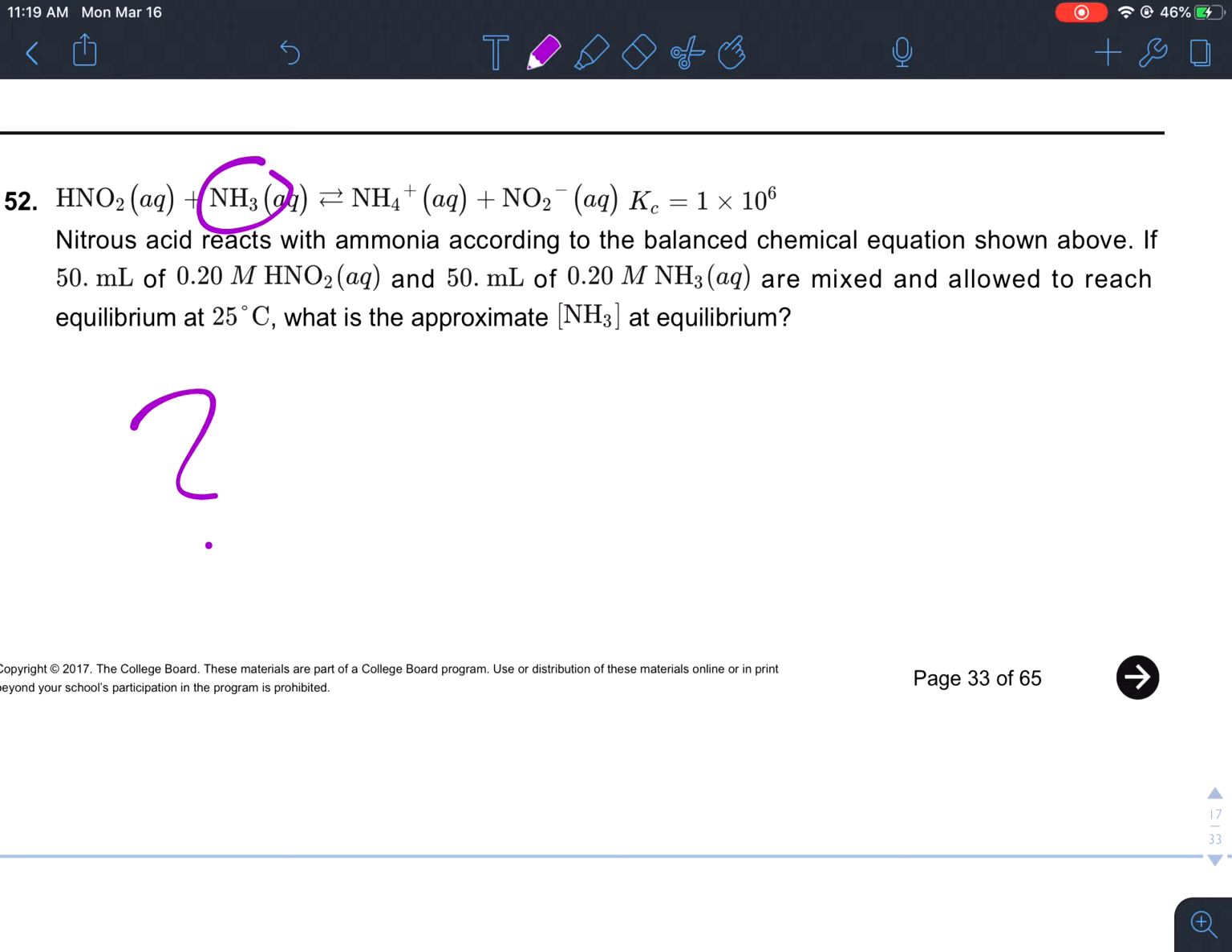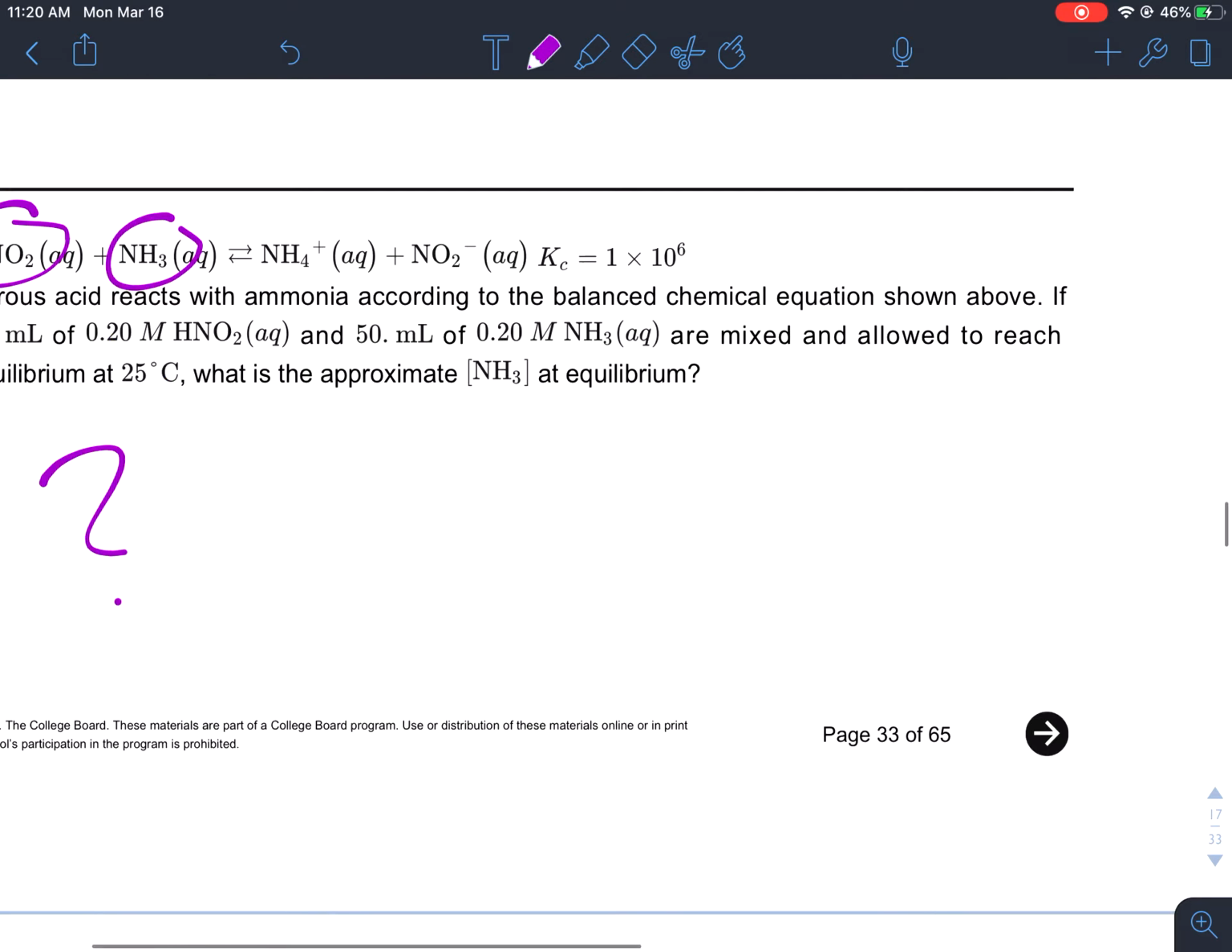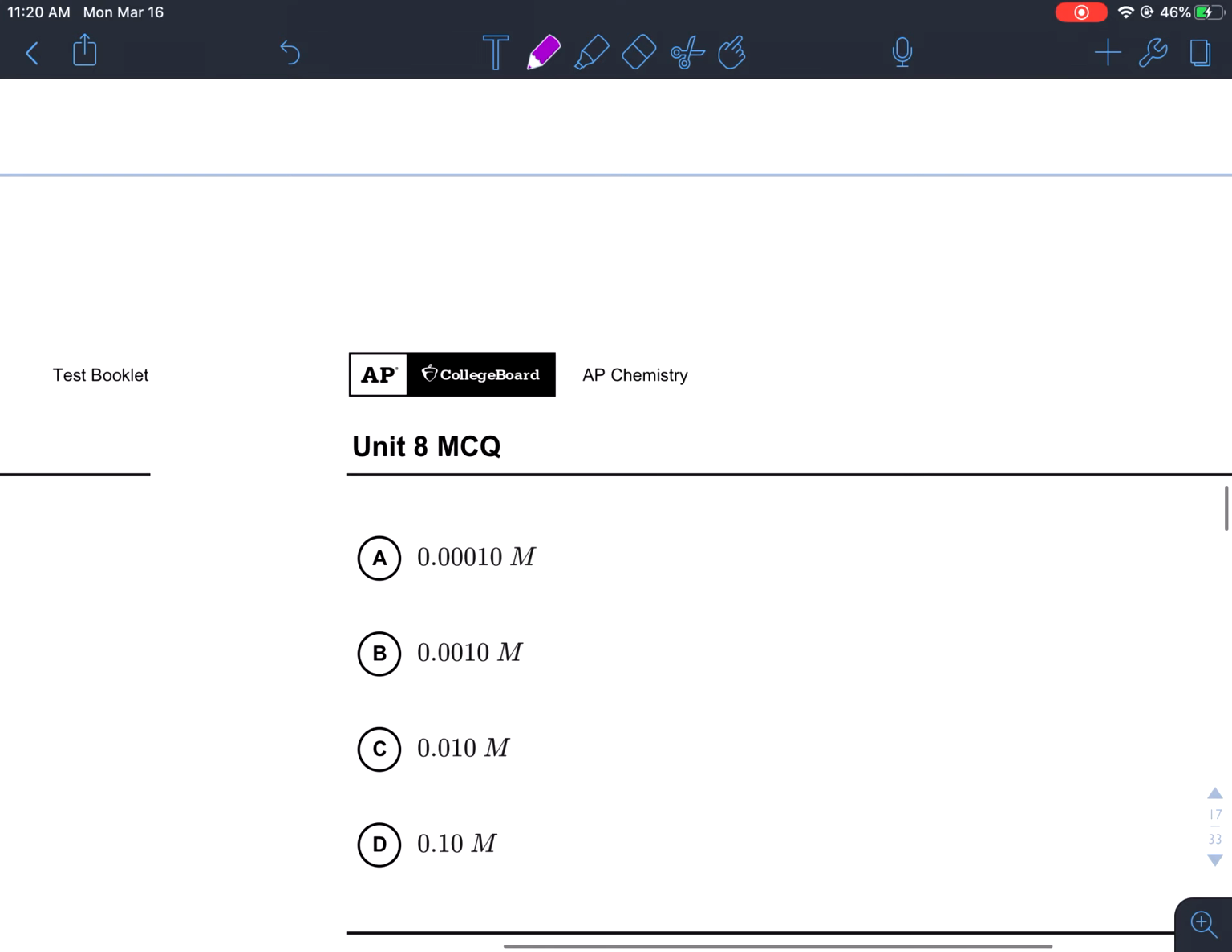Because it's a weak acid, weak base, I'm pretty sure you have to do an ICE table for this, but I kept getting the wrong answer, so I'm going to tell you guys, to be continued. They say that the correct answer is A. If anybody figures this out, please show me how to do it, and I will be at your mercy.